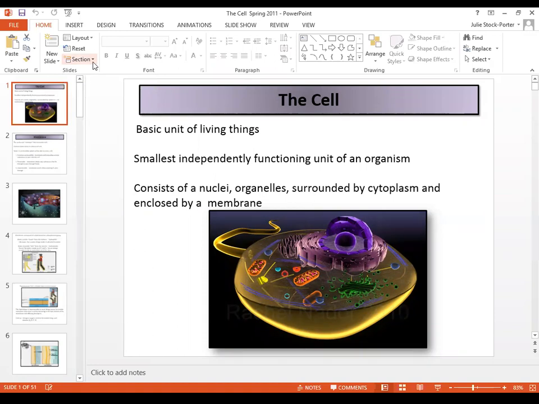They're the smallest independently functioning unit of an organism. They consist of a nucleus, organelles, and they're surrounded by cytoplasm and enclosed by a membrane. There are two types of cells that we're dealing with here, animal cells and plant cells. We're going to start with the animal cell.